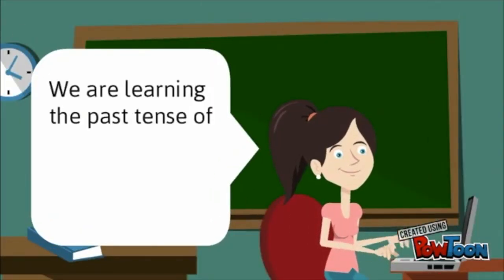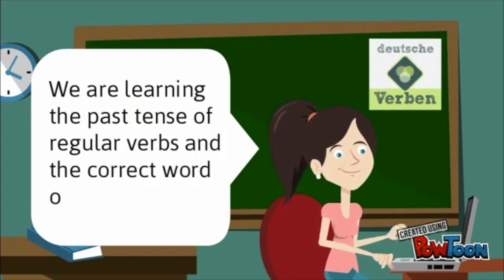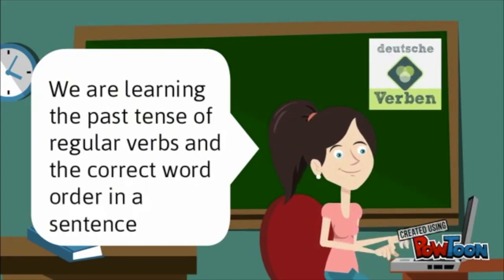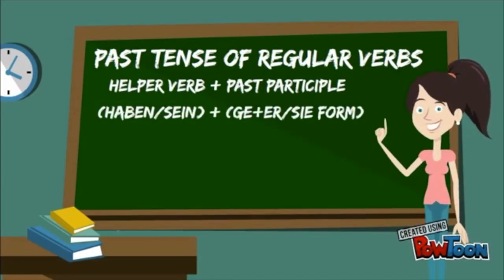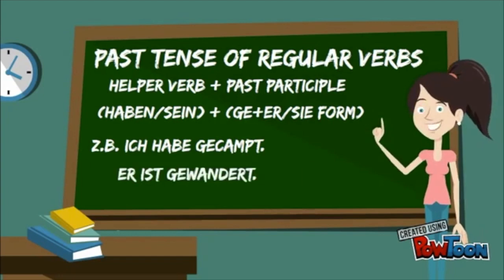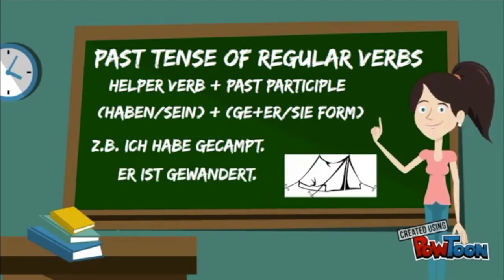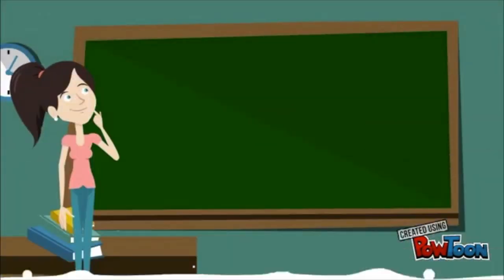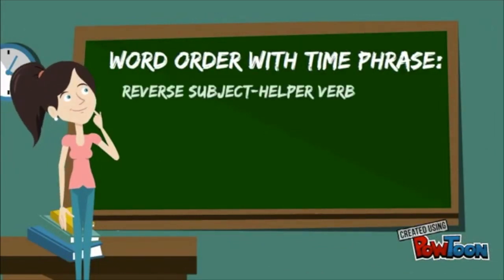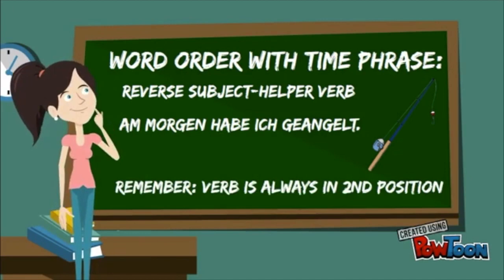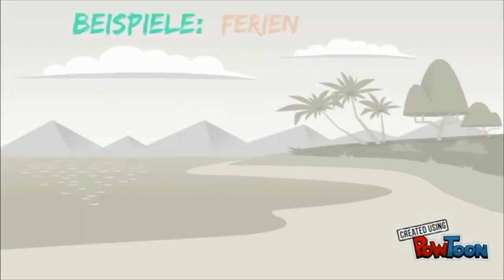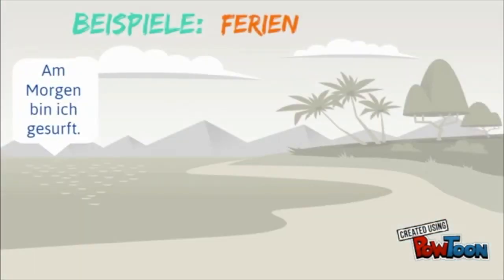We are learning the past tense of regular verbs and the correct word order in a sentence. To form your past tense of regular verbs, you need your helper verb of haben or sein plus your past participle. When you add a time phrase, your word order is reversed. Here are some examples with the topic of vacation.